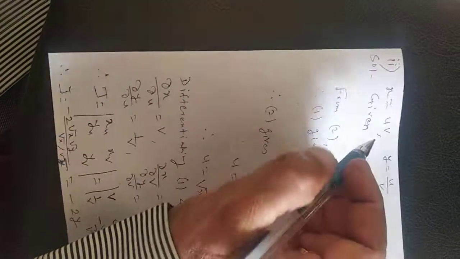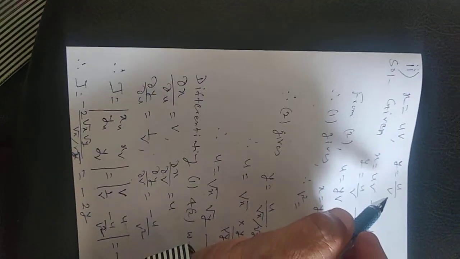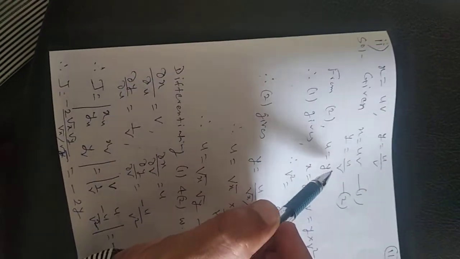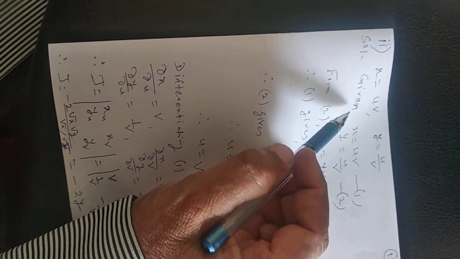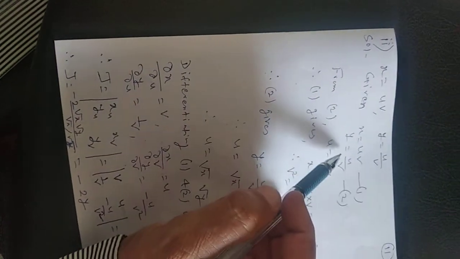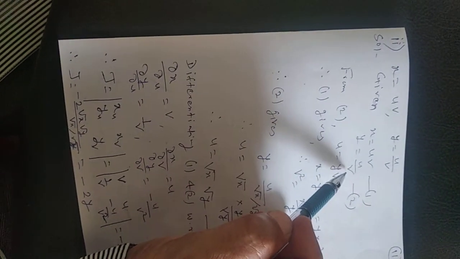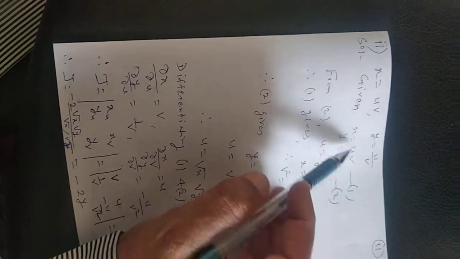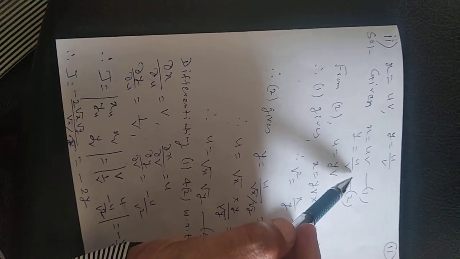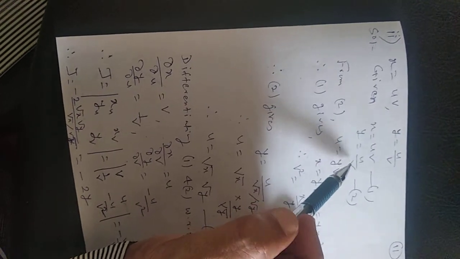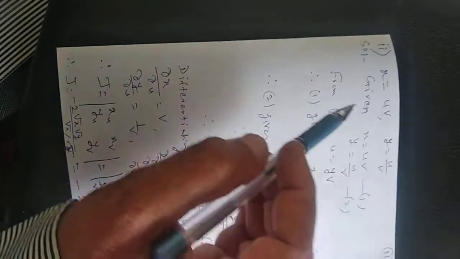That is proved. The next example is: if x is equal to uv and y is equal to u by v, then show that J into J dash is 1. So given x is equal to uv and y is equal to u by v, this means x and y are in terms of u and v.